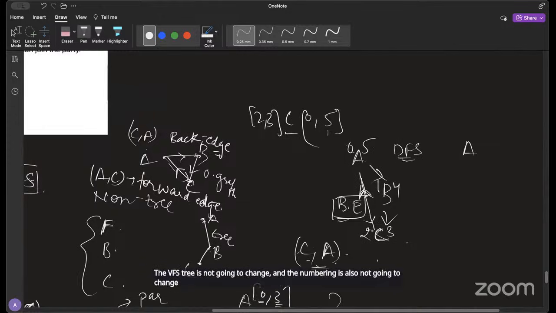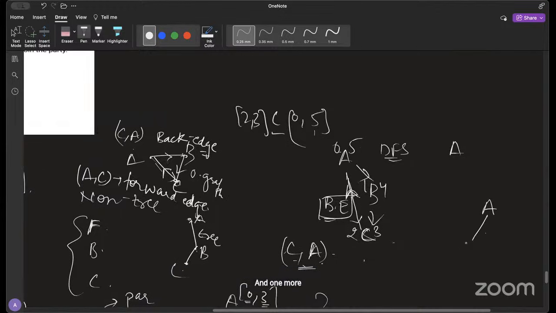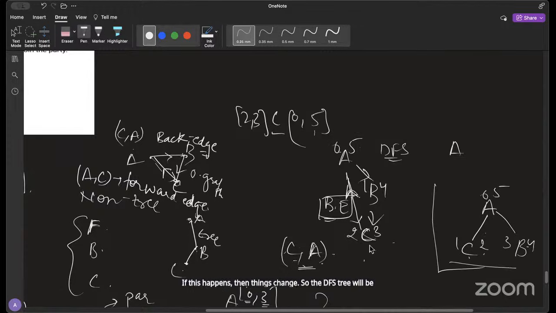If this is the tree given to you, correct. If AC is bidirectional, one more tree is possible here, which is this. You make AC first, then you go back to A and then to B. Now it will be 0, 1, 2, 3, not 3 here, it will be 5 only there. 3 here, 4 here, and 5. If this happens, then things change. So the DFS tree will be given to you, and if it's not given to you, then you have to consider every possible DFS tree.